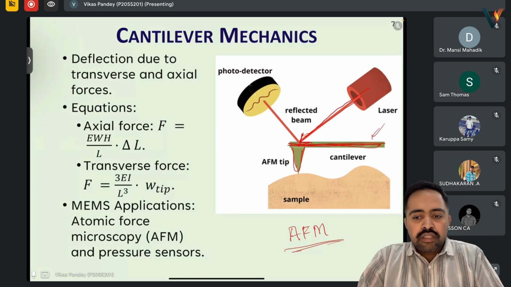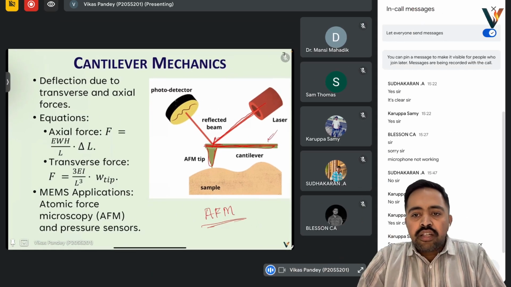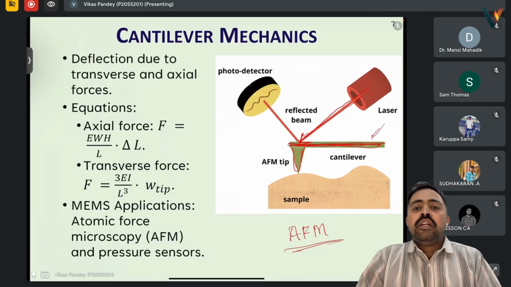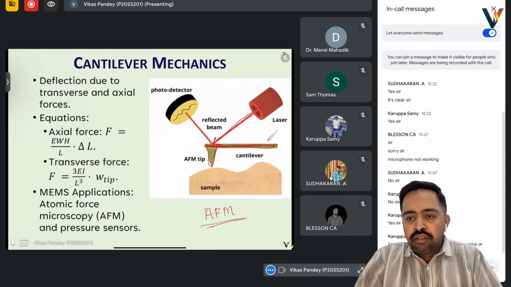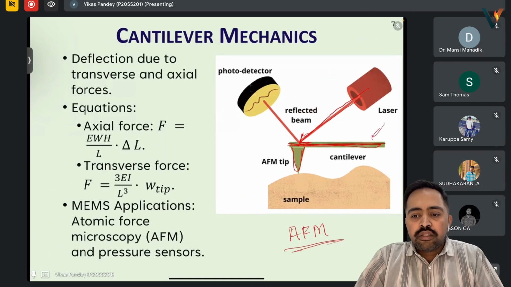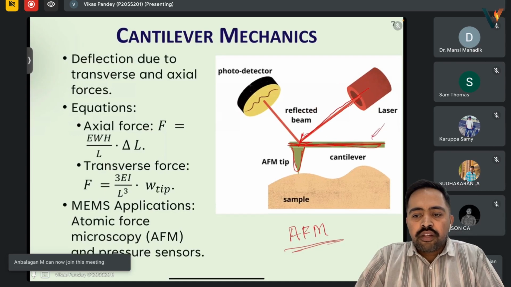Someone is messaging. Yeah, I said at the beginning, please speak up instead of messaging. Yes, anyone? Karupasamy, yes, you have to say something. Hello.